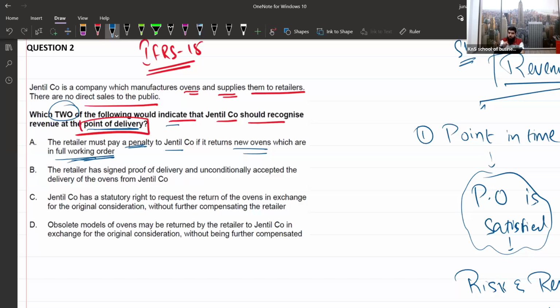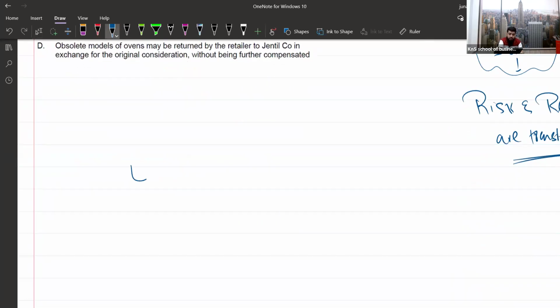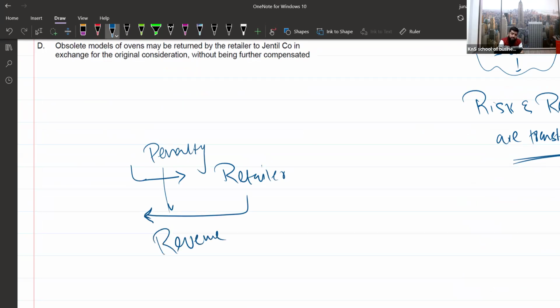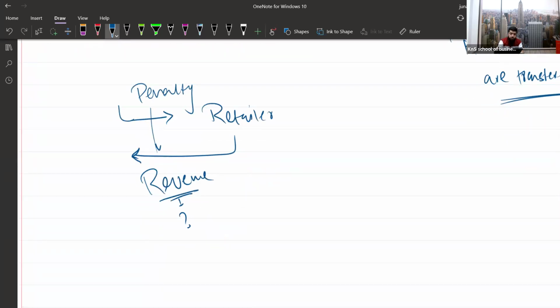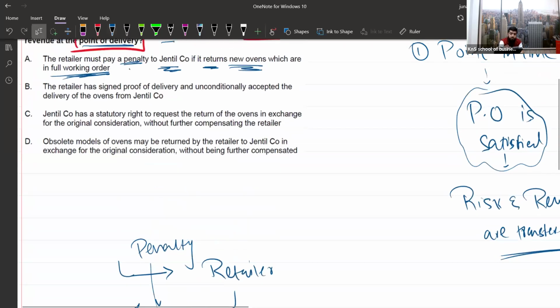So the retailer must pay a penalty to the rental company if it returns the new ovens which are in full working order. Whether the revenue should be recognized at that point in time, please do let me know. I want your participation. Remember the situation: we have sold the ovens to the retailer and the retailer is returning those goods. Although there is no fault and the goods are in proper working condition, the manufacturer is charging a penalty. So the retailer will be paying that penalty to the manufacturer. Should the manufacturer recognize the penalty as revenue at the point in time when the goods are returned? Please do let me know.